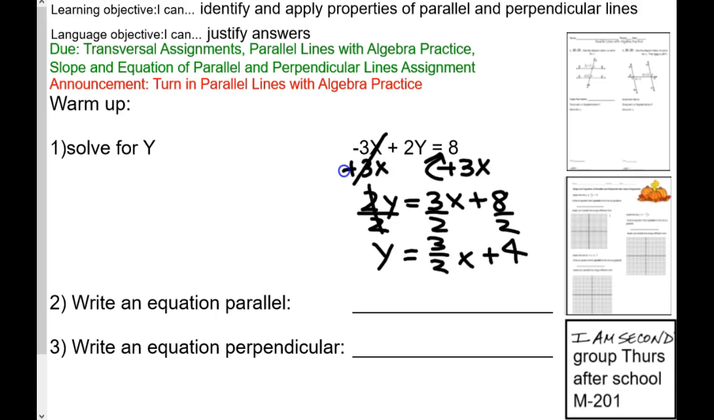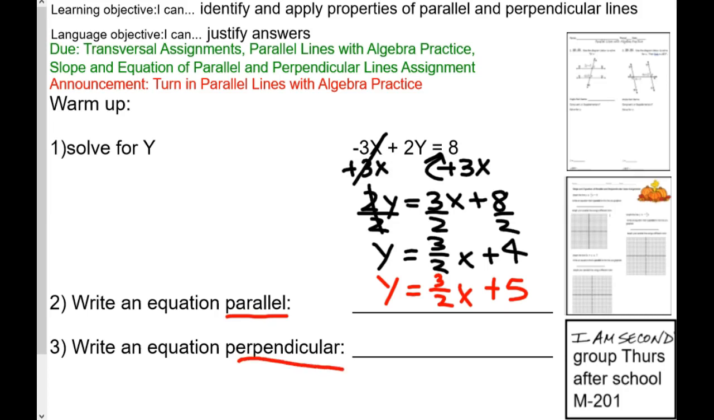Now, parallel means same slope, different y-intercept. So did you write 3 over 2x again? So y equals 3 over 2x, and then b is anything else besides 4. Okay? So what should I pick? 5, plus 5. You could put minus 4. You can put something else. Doesn't matter, as long as the slope is the same. That way when you graph it, it's parallel.